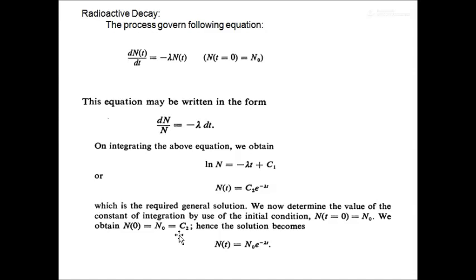We can assume the initial condition as n at t equal to 0 must be equal to n0, which is a constant. So total number of atoms present in the parent nuclei. Now putting n at t equal to 0, this will be n0, and this t will be 0, so e to the power lambda t will be 1, so the constant must be n0. Now this equation becomes nt equal to n0 e to the power minus lambda t. So this equation can be solved.